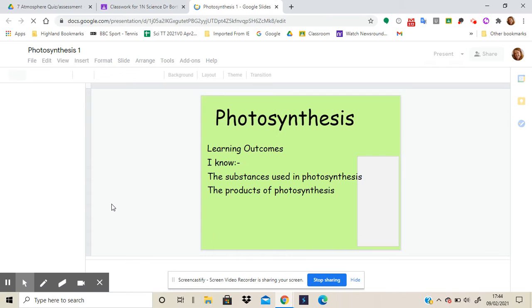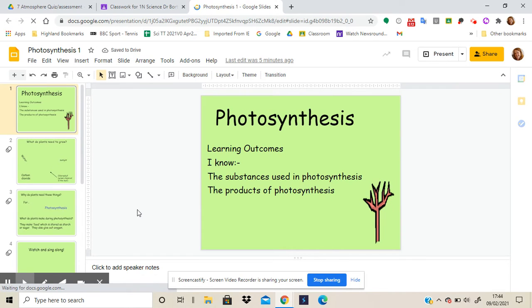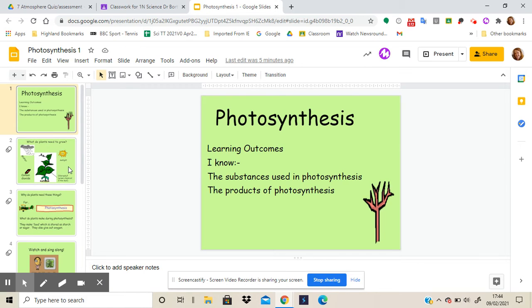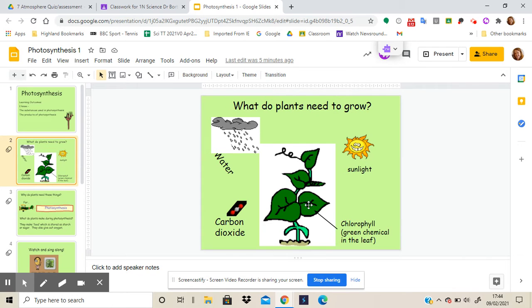So what's photosynthesis? Photosynthesis is a fancy word for the process of converting water, carbon dioxide, and sunlight into food, basically. So think about what a plant needs. I'm sure a lot of you have got plants in your garden or in plant pots. You usually water them. They need carbon dioxide from the air. They need sunlight usually to grow. And most of them have green leaves.